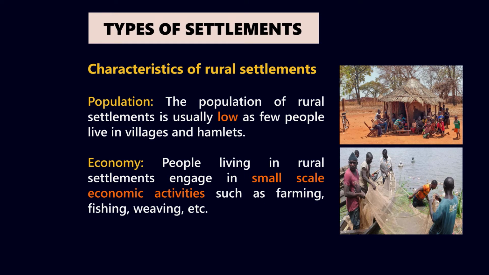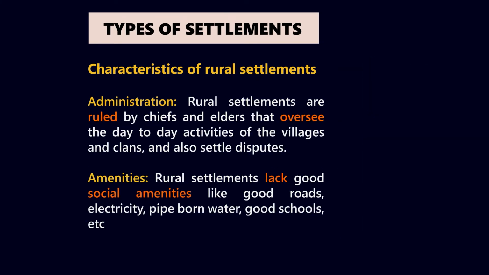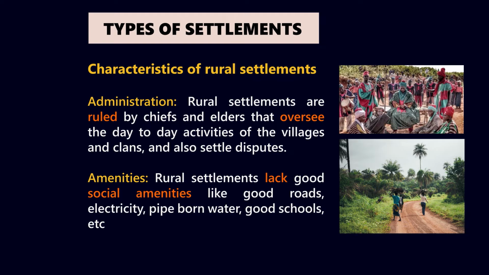Population. The population of rural settlements is usually very low. For example, you cannot compare the population of your village to the population of a very big city. This is because only few people live in rural areas. People living in rural settlements, such as villages and hamlets, engage in primary economic activities such as fishing, lumbering, and mining.